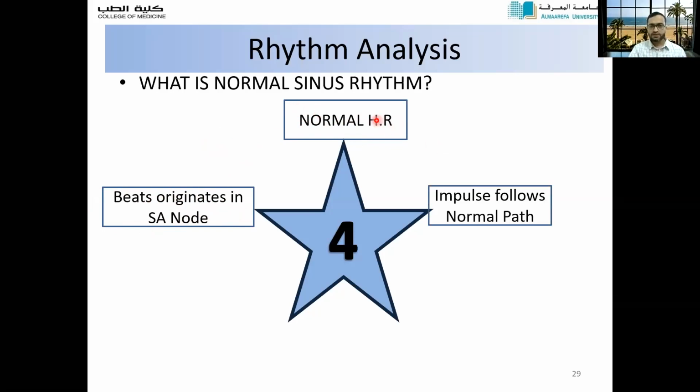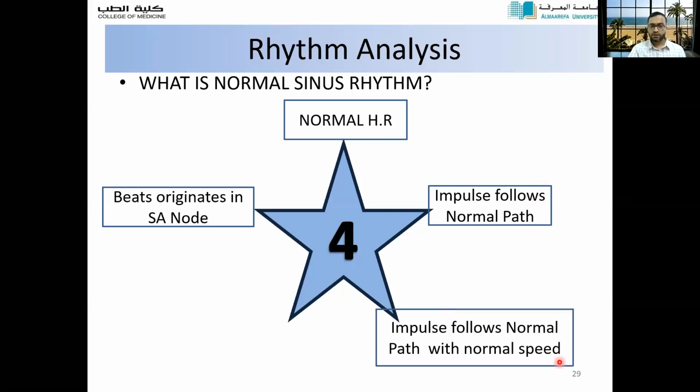The third condition is that after originating in the SA node with the normal rate, it should follow the normal path. What is the normal path? From the SA node, it should depolarize the atria first through the internodal fibers, then reach the AV node. And by crossing the AV node, it reaches the bundle branches in the interventricular septum, and then crosses through the Purkinje fibers, spreading through the rest of the ventricle. This is the normal path. So normal path with normal speed.